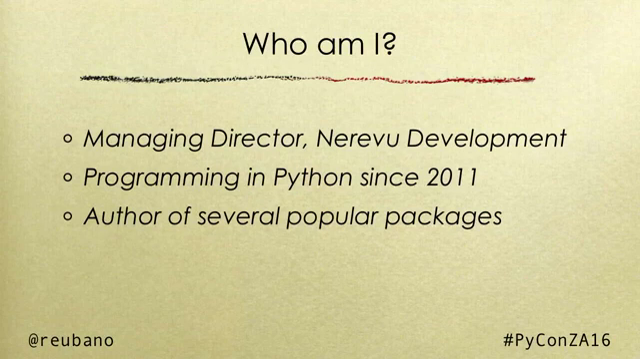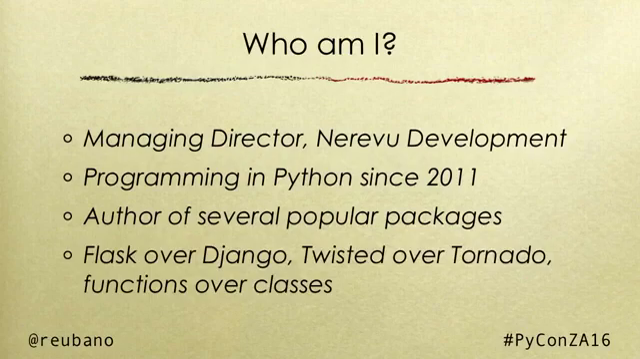Another one is called Meza, which is a data analysis library, and I'll be giving a workshop on that tomorrow. Third one is called PyGoGo. It's a logging library, and it's used under the hood in the two previous libraries. And also, just to give you an idea of some of my preferences, I prefer Flask over Django, Twisted over Tornado, and functions over classes.